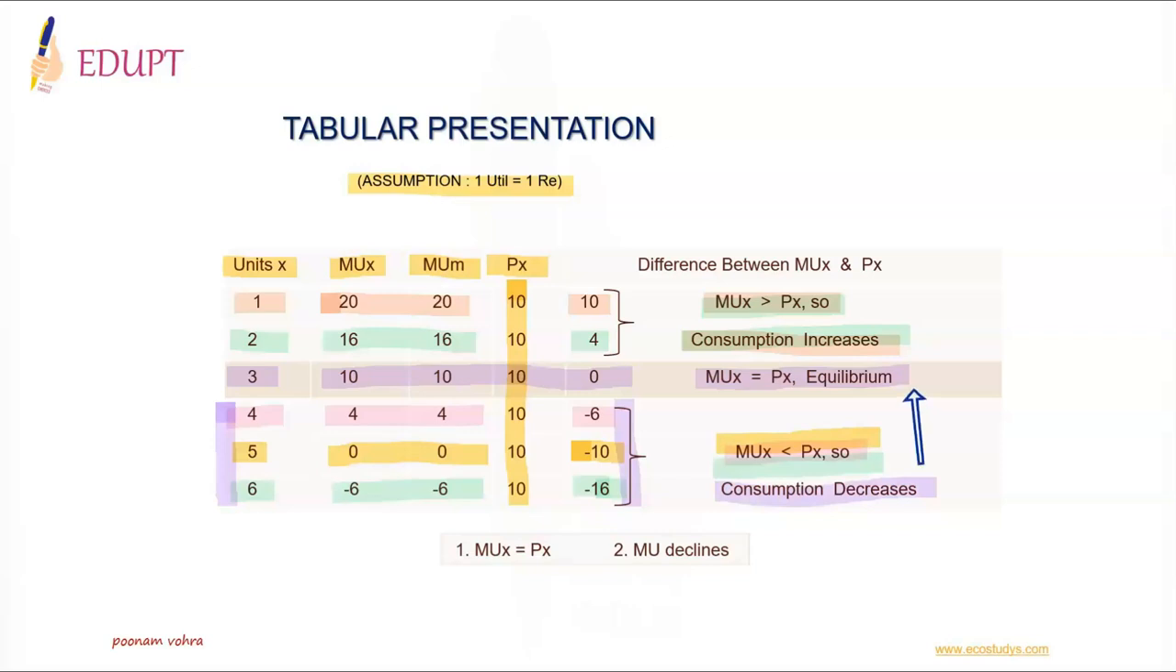So for equilibrium, the following conditions are then met. That is, marginal utility is the same as price of commodity X, and beyond that, marginal utility declines. So by consuming 3 units, the consumer is in equilibrium.